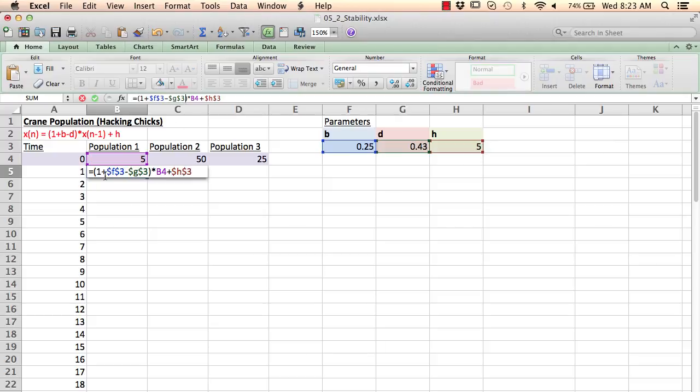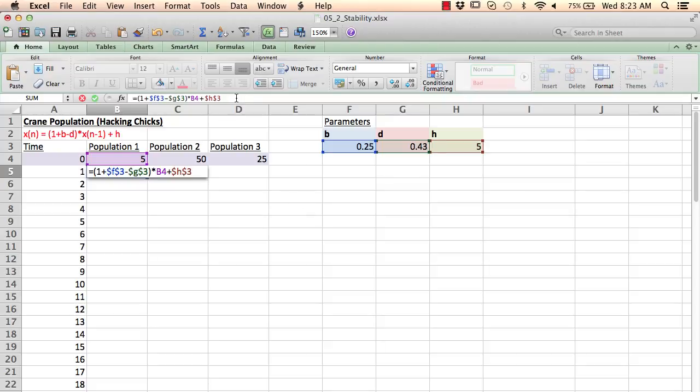I've got 1 plus B is held fixed, minus D, which is held fixed, times the previous population, which I allow to vary. So when I don't use the dollar signs, then whenever I move to the next cell, it's just always going to reference the previous one. So we call this relative addressing versus absolute addressing, just in case you've ever heard those before. And then I add to all of that the fixed hacking number.